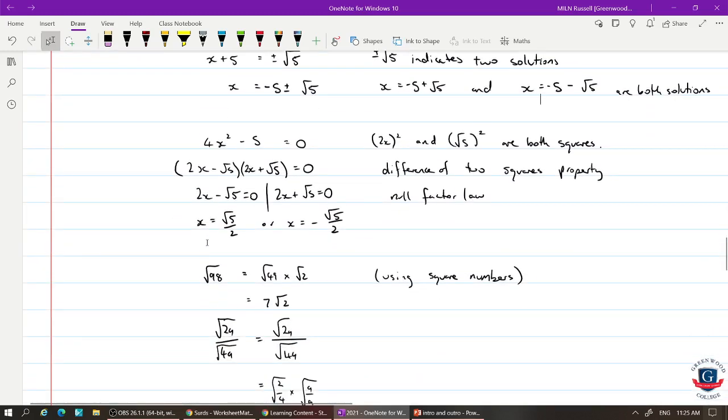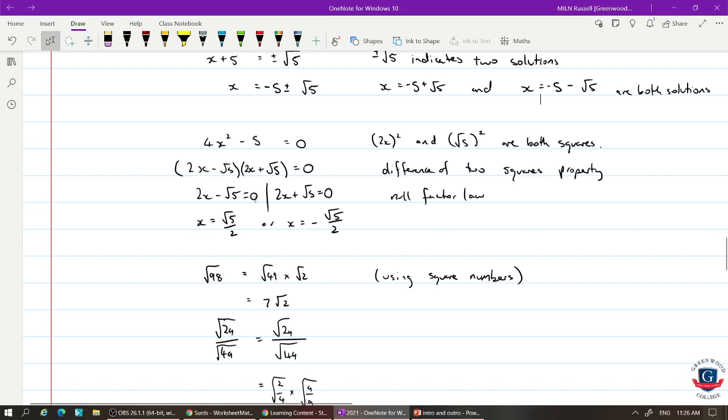In the next example, rather than using completing the square, we're going to use null factor law to solve. So we have 4x squared take 5. We can notice that this can be rewritten as a difference of two squares. 4x squared, take the square root of that, you get 2x. 5, take the square root of that, you get root 5. (2x) squared and root 5 squared are both squares. Therefore, we can just instantly rewrite it as that.